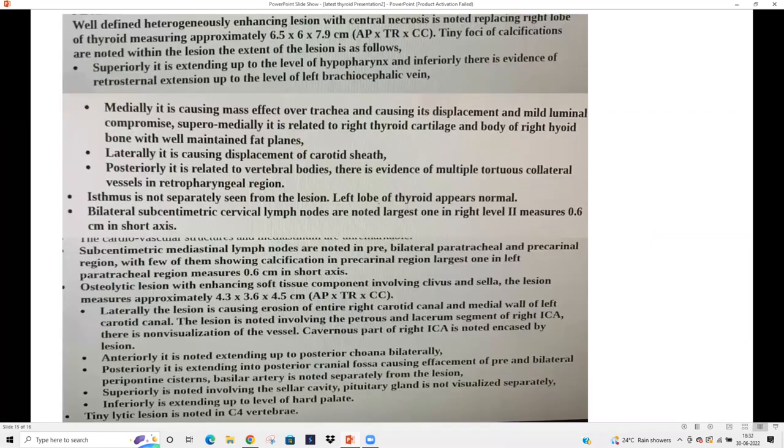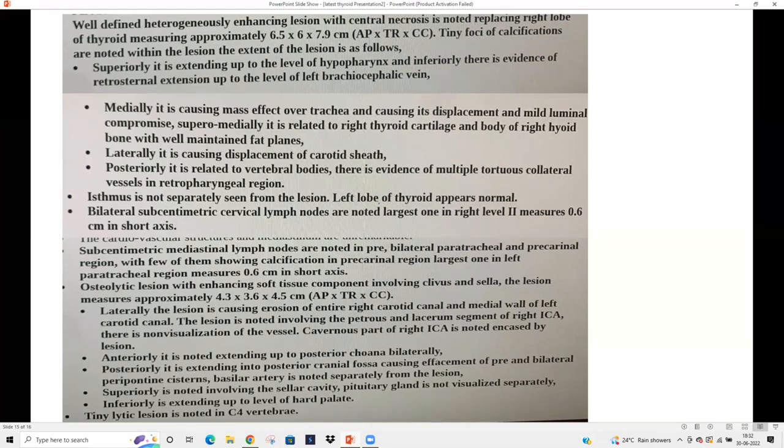Okay, so we can stop here. We can stop at the radiology. The next one, please. Yes. Do you want to quickly encapsulate what the radiology says? Sir, actually, thyroid: a well-defined heterogeneous enhancing lesion with central necrosis involving the right lobe of the thyroid with tiny foci of calcification.